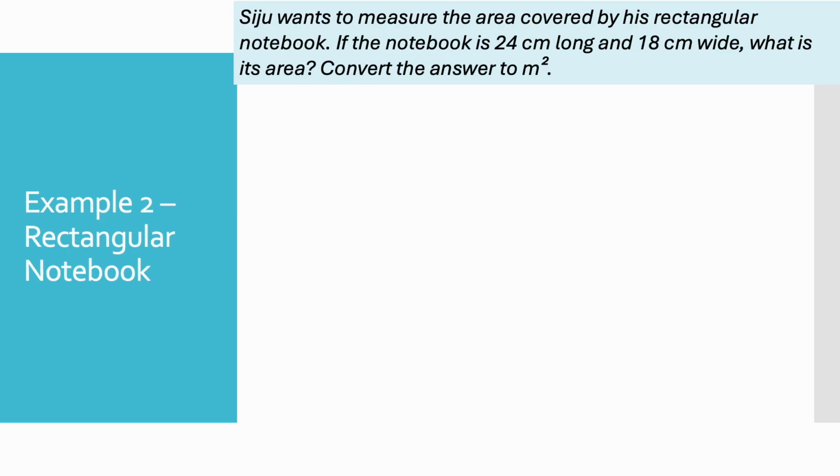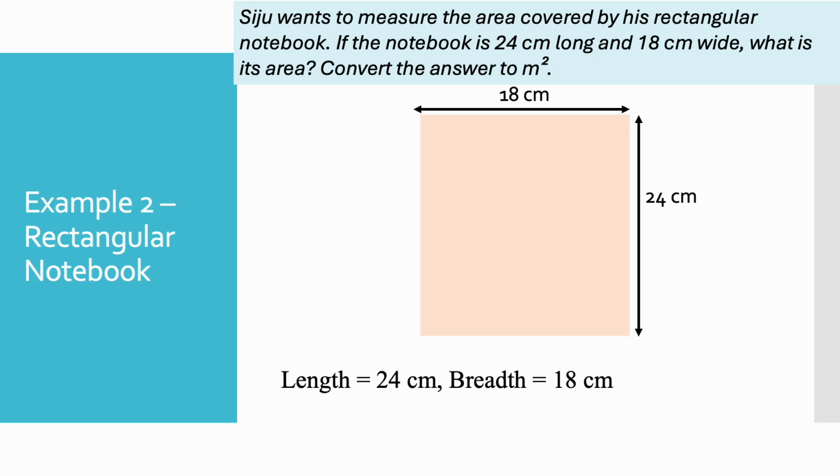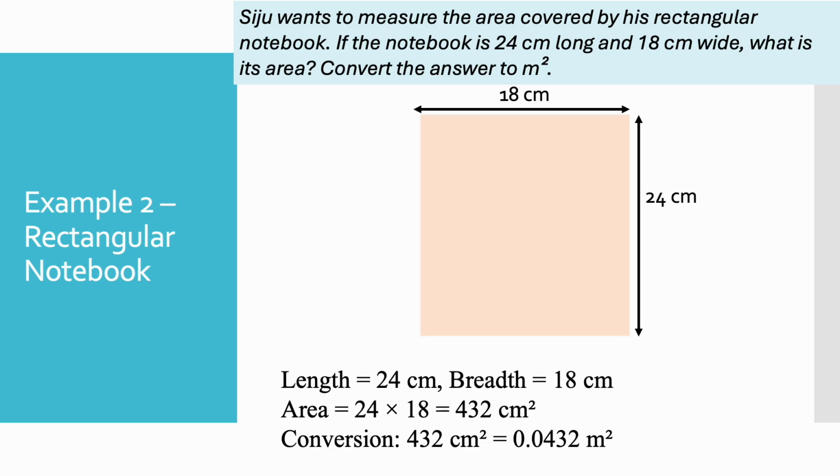Siju wants to measure area covered by his rectangular notebook. If the notebook is 24 centimeters long and 18 centimeters wide, what is its area? Convert the answer to meter square. Now let's look at a rectangle here. Okay, so 24 centimeter long, 18 centimeter wide. So we multiply length by breadth. 24 multiplied by 18 is 432 centimeter square. Let's convert it to square meters. Multiplied by 0.0001. And the answer is 0.0432 meter square. That's the area of his notebook in square meters.